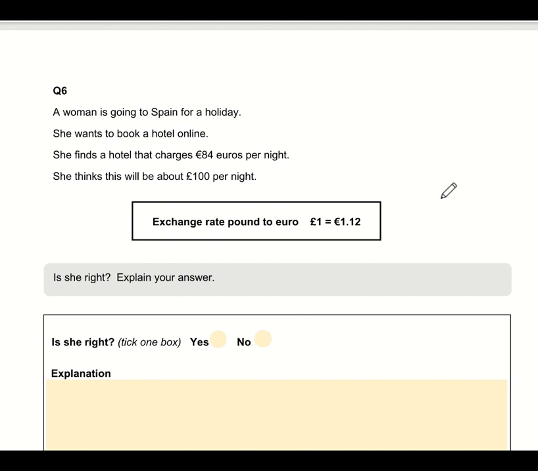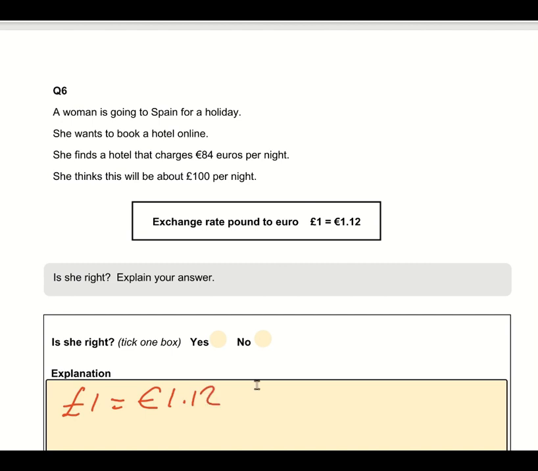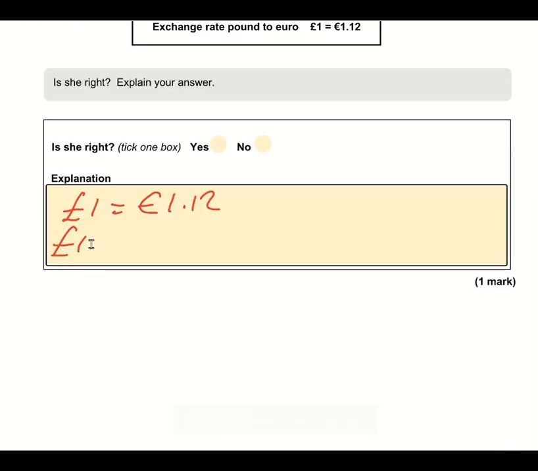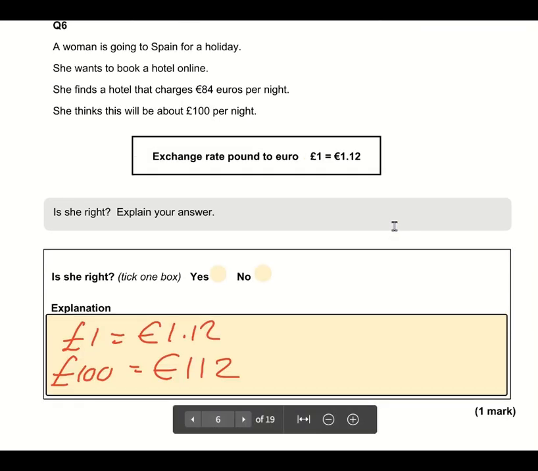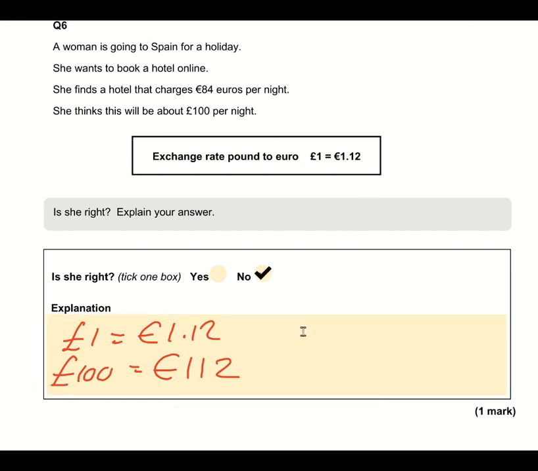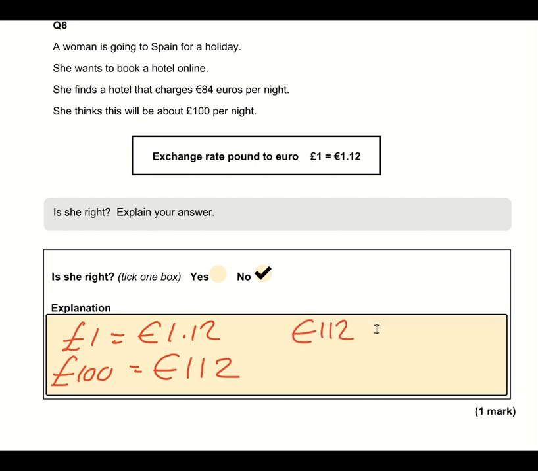Question number 6. A woman's going to Spain for a holiday. She finds a hotel that charges €84 per night, and she thinks it will cost about £100 per night. Well, we know that £1 is €1.12. Let me just scroll down a bit. So therefore, £100 is going to be €112. And it's €84. Is she right? No, she's not right. And the reason is, well, €112 is much more than €84.